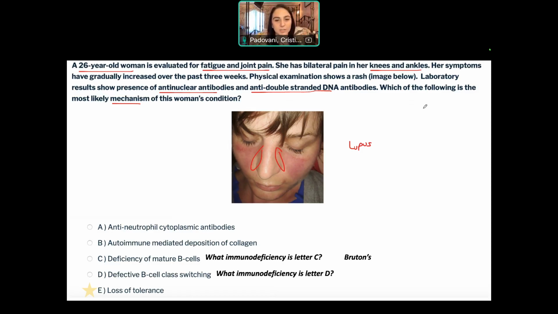And then what immunodeficiency is letter D? What if you have defective B cell class switching? So you have B cells, but you can't class switch. So the only antibody you might have is IgM. That's hyper IgM. And I'm sure I mentioned this last session, but remember, with hyper IgM, you don't need elevated IgM levels. It's not required for diagnosis. You can have normal IgM, but the diagnosis is that you only have IgM. You don't have any other antibodies.